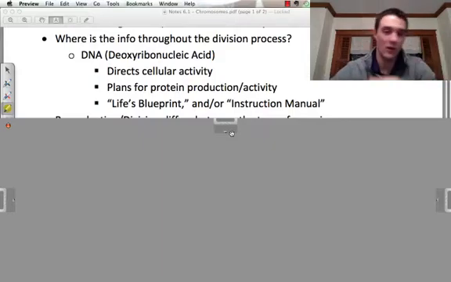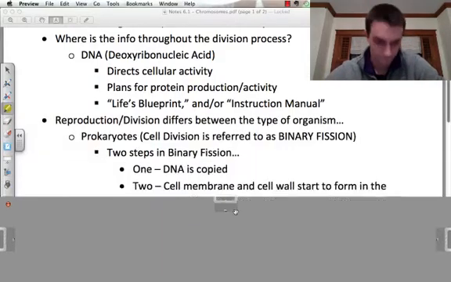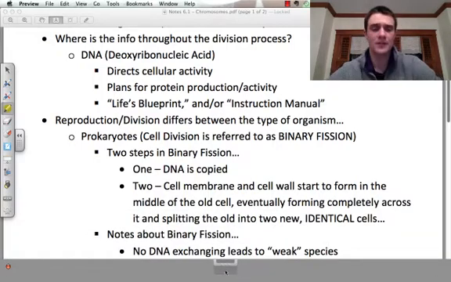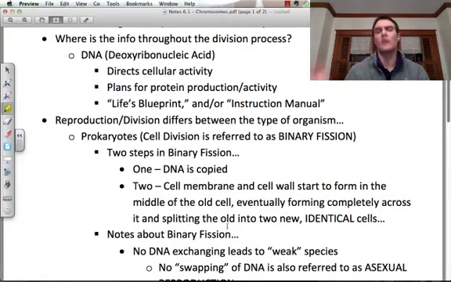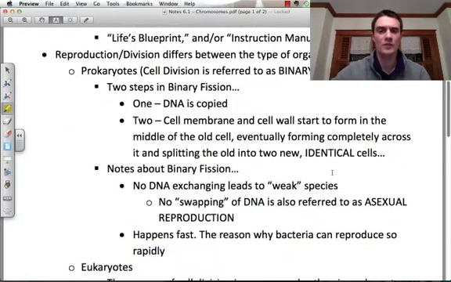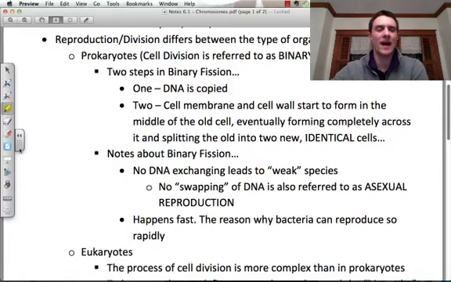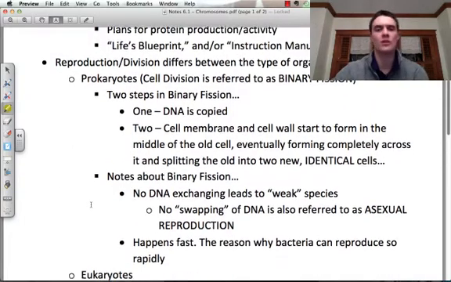All right, we know all that stuff. So moving on, reproduction here. If you're a prokaryote, we'll get this out of the way right now. If you're a prokaryote, we call your type of cellular reproduction binary fission. All right, we call it binary fission.